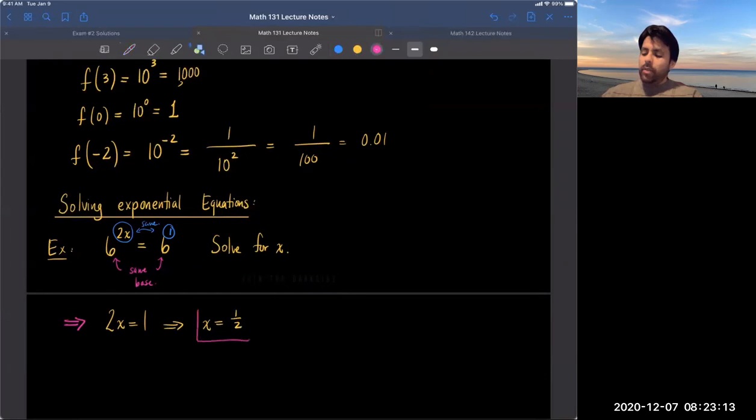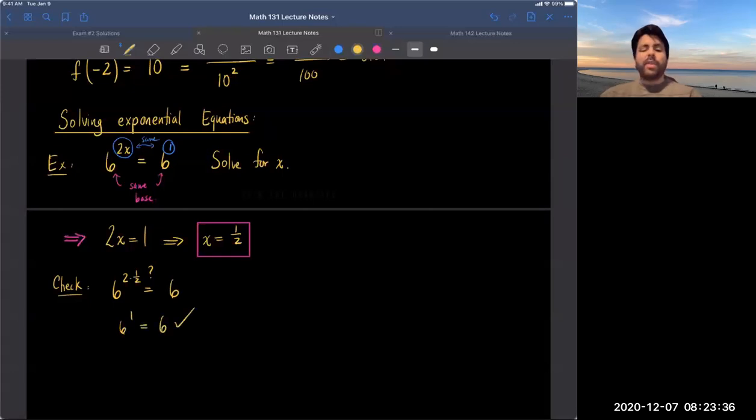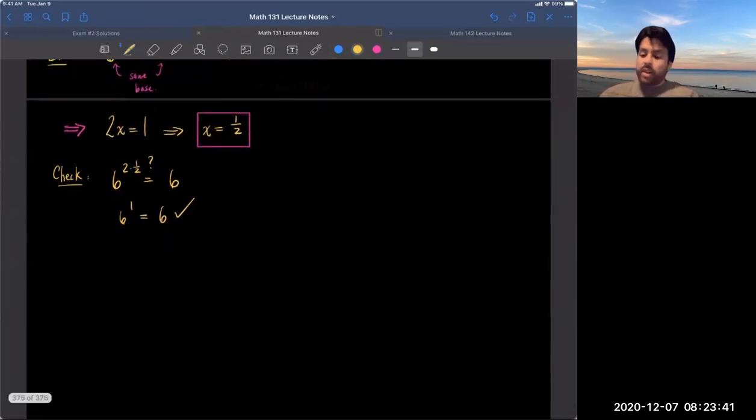And then normally what would we do? We would check. How do we check? We would say 6 to the 2 times 1/2, is this the same thing as saying 6? So I'm plugging it back into my original. And 2 times 1/2 is indeed 1, and 6 to the first power is 6. So this works out. Of course, this is the easier kind of equation.